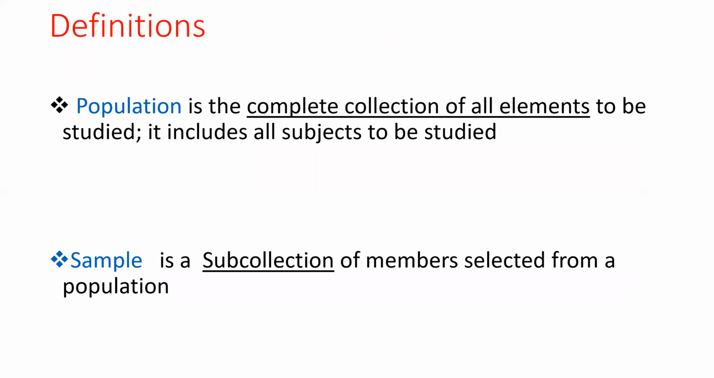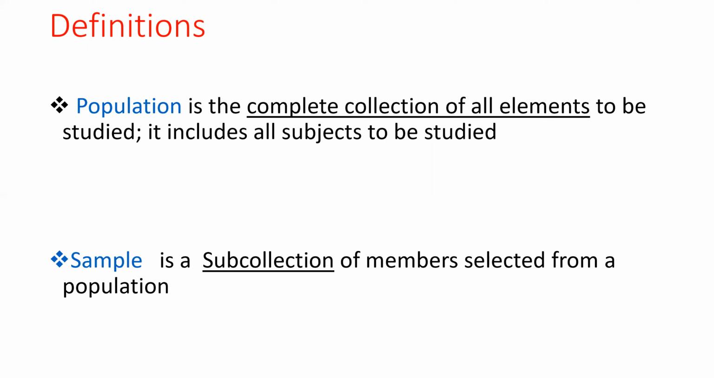Okay, so the definitions that we already discussed: a population is the complete collection of all elements to be studied, and a sample is a sub-collection of members selected from a population. It's very important to distinguish between the two because throughout this course, we're going to talk about population versus sample. And it is so important.